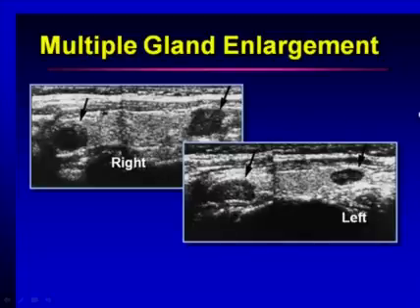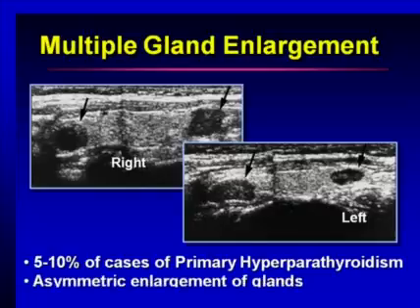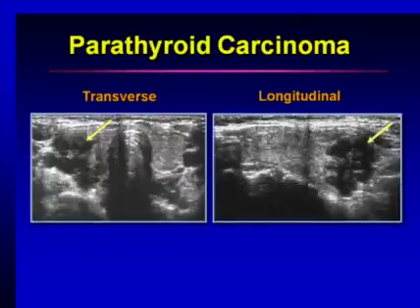Multiple gland enlargement can occur as well in 5 to 10% of cases of primary hyperparathyroidism. This can be asymmetric enlargement of the glands. Here we see all 4 enlarged, but one may see 3 or 2 glands enlarged due to the asymmetry. It's just important to let the surgeon know that there may be more than one parathyroid gland enlarged so they can explore all of the potential locations for the parathyroid adenomas or parathyroid enlargement.